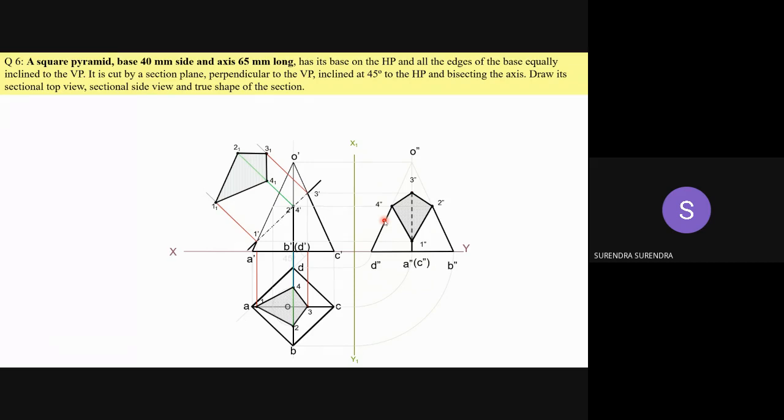Do any of you still have doubts in drawing the side view? At least unmute and say no doubts. No doubts.